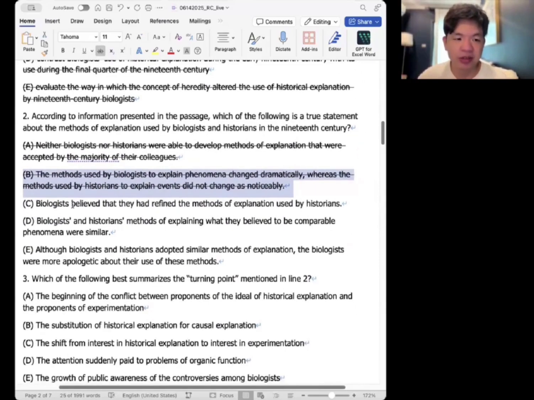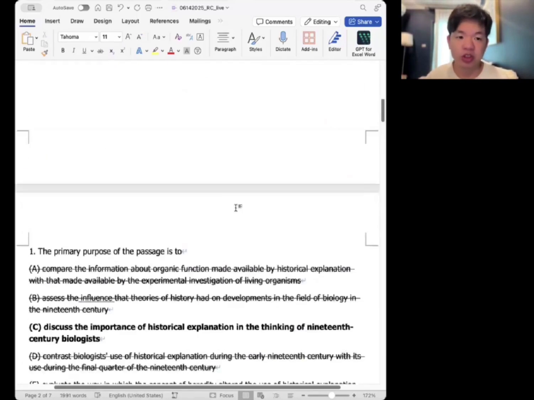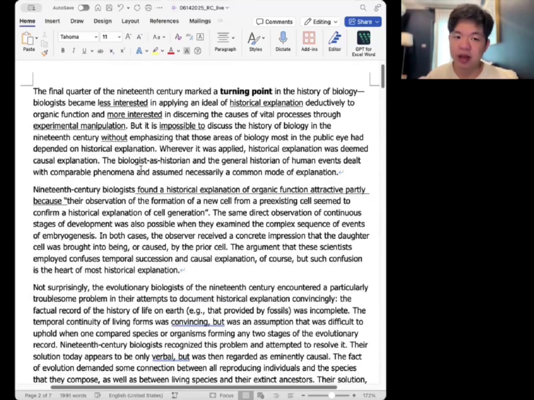What does option C say? It says that biologists believe they have refined, meaning improved, the methods of historians. But in the passage, we only saw that they used similar methods, right? All right, but it never said who improved upon whose methods, so we can eliminate this option.